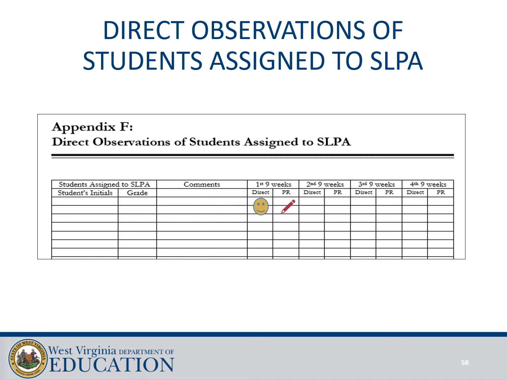During each 9-week period, you would first indicate the date that you observed the student, and then the date that you reviewed the progress report and signed off on it. Each 9 weeks, you would record the date that you observed the students assigned to the SLPA and the date you reviewed the progress reports and signed off on them.